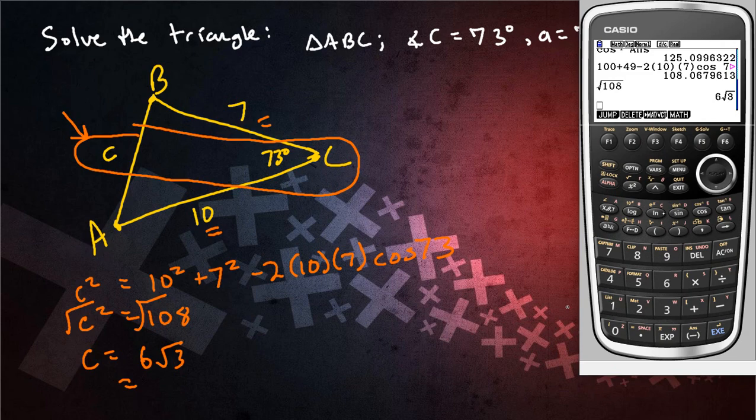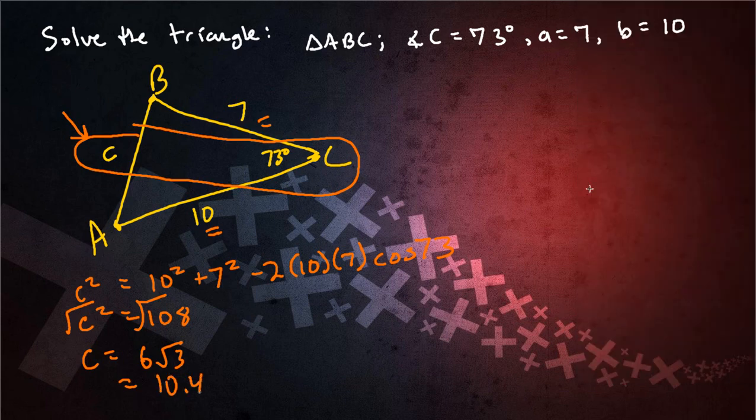I think a decimal will suffice, so I will go ahead and switch that to a decimal. 10.4. All right, so we have C. So we have this one. All right, that leaves these two angles to find.